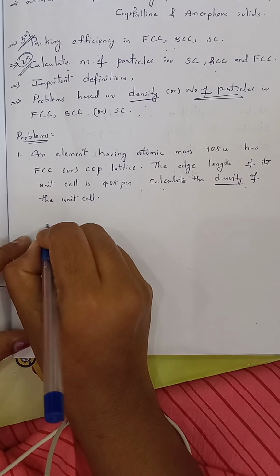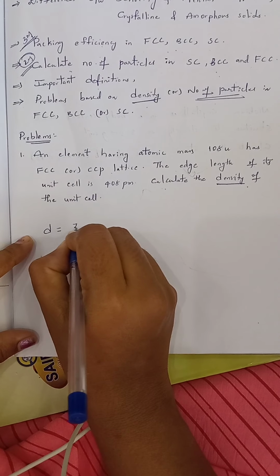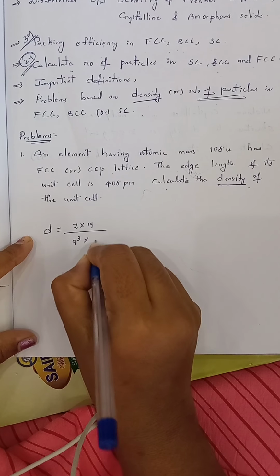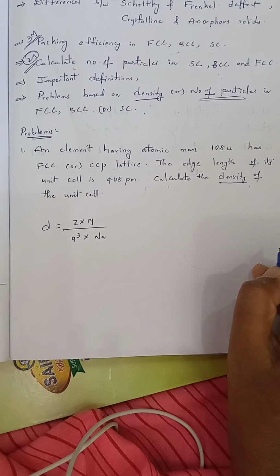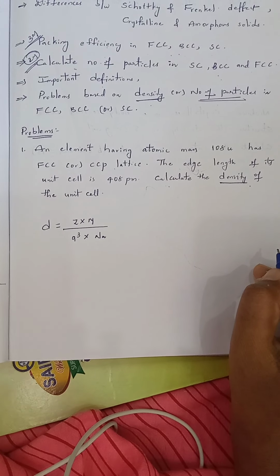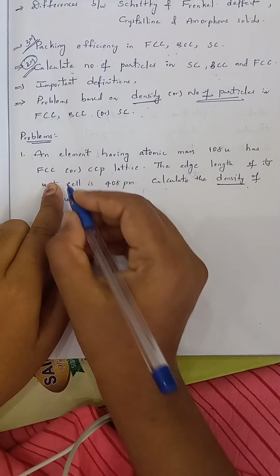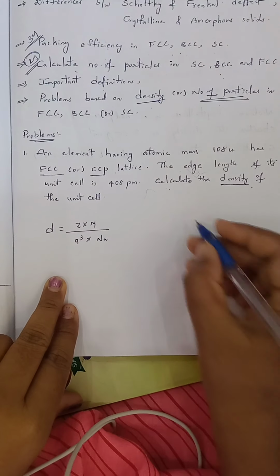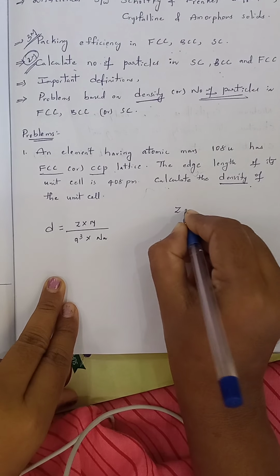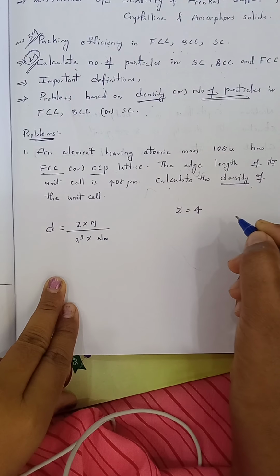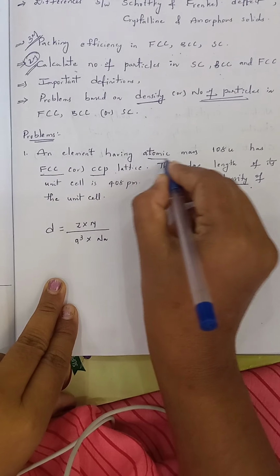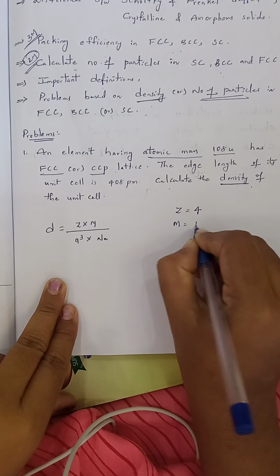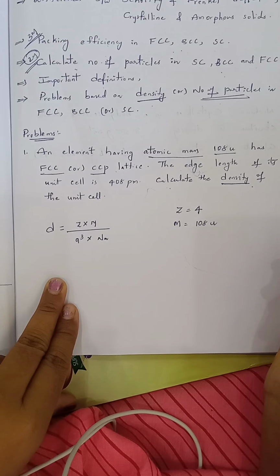Density D is equal to Z into M divided by A cube into Na. This is our formula to find out density. First, write down the data mentioned in the problem. Here they have mentioned the unit cell type, that is FCC. For FCC or CCP, Z value is always equal to 4, that never changes. Then write down atomic mass. M value is given, that is 108 unified mass.